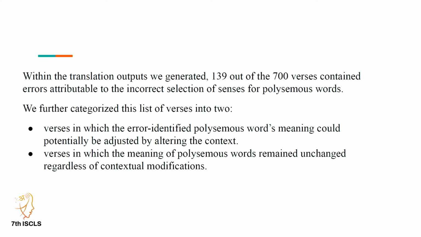So within the translation outputs that we generated, 139 of the 700 verses could be attributed to the incorrect selection of the sense of those polysemous words. And so we tried to categorize this into two: where the error in identifying a polysemous word's meaning could be adjusted by altering the context, and that which remains unchanged regardless of contextual modifications.